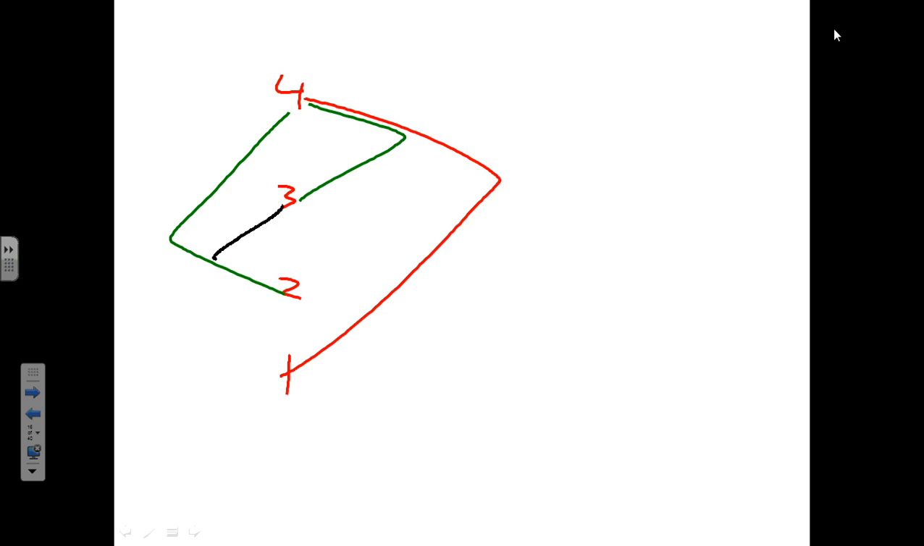It could go from 3 to 2. It could go from 3 to 1. It could go from 2 to 1, right? So let's count how many things we got there. I think we got 6, right? 6 different kinds of light, 6 different wavelengths of light can be given off. Make sense?